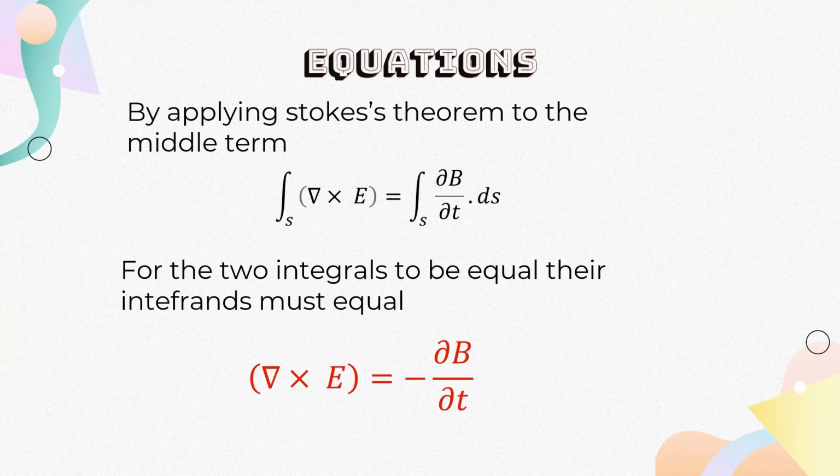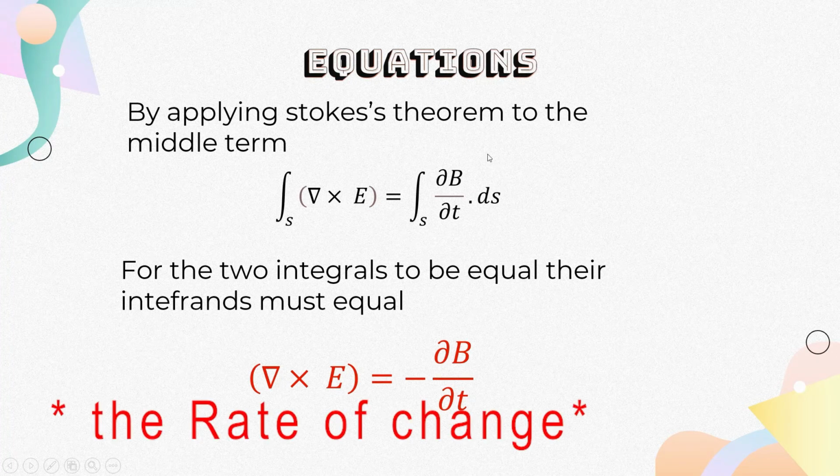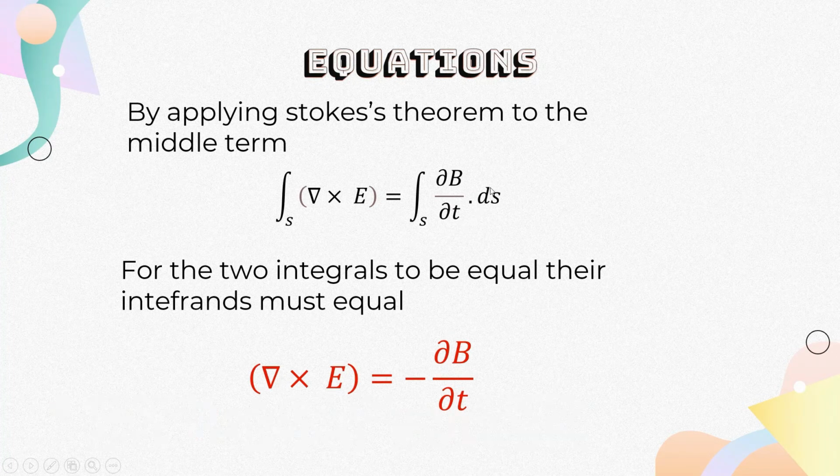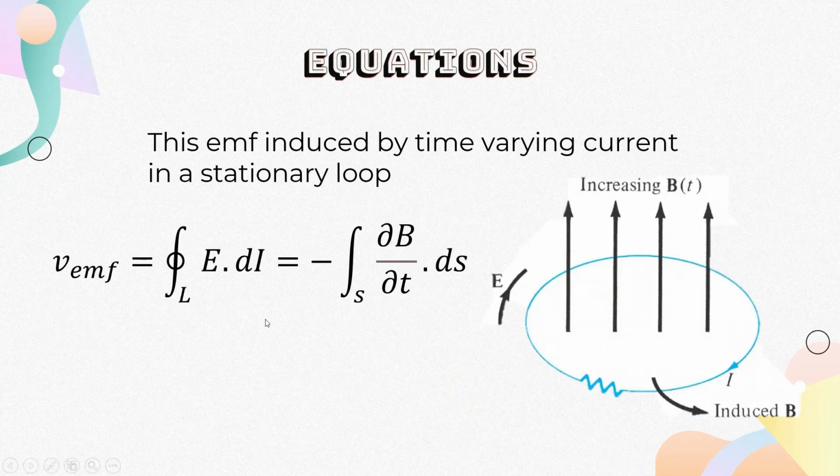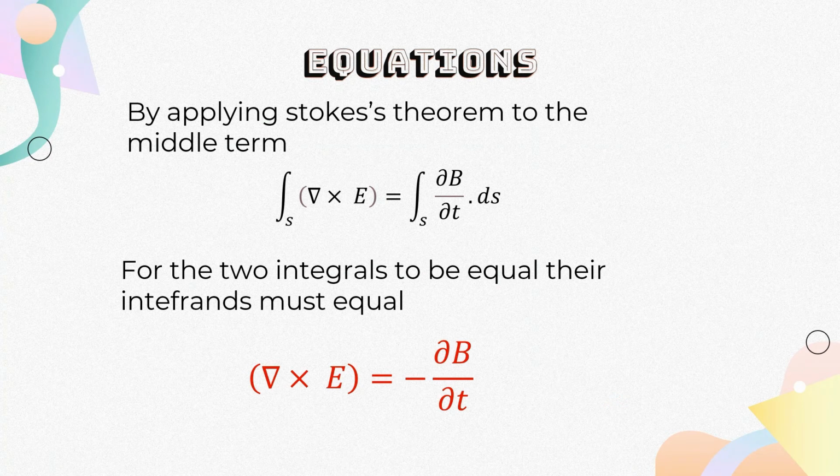Moving forward, by applying Stokes' theorem to the middle term, which is the curl of E equals the integral of the partial derivative of B over partial t with respect to dS, the middle term that we are referring to is this part over here. But there is a catch. For the two integrals to be equal, their integrands must be equal, which is the curl of E equal to the negative rate of change of the magnetic field B.